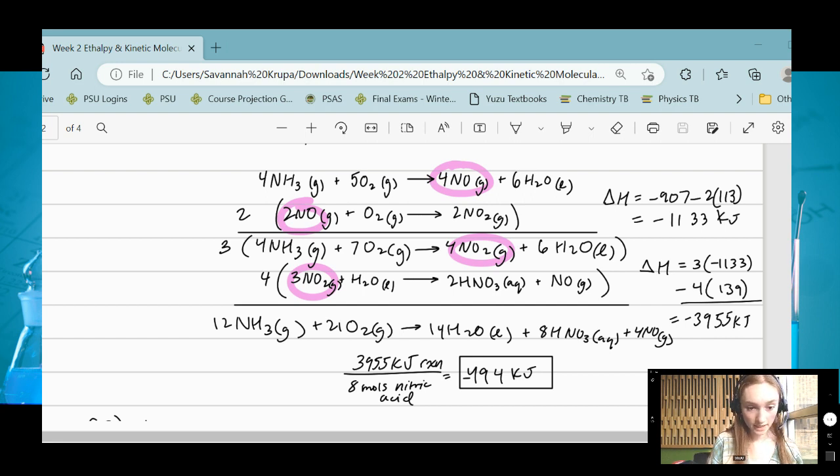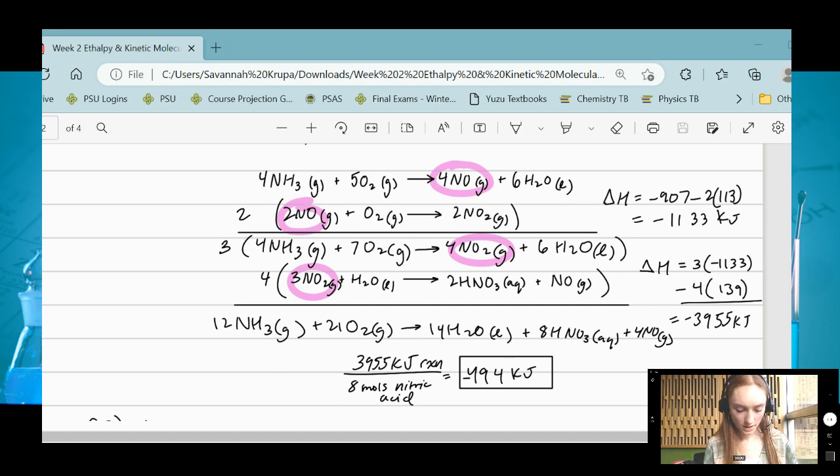So we're not going to put any water on the left, but now we will. On the right, we're going to have water. So we have 14 H2O liquid, and then we have the 8 HNO3 aqueous, and then we're going to have 4 NO of the gas. So that is the final reaction here.